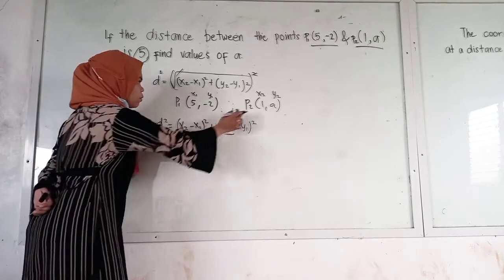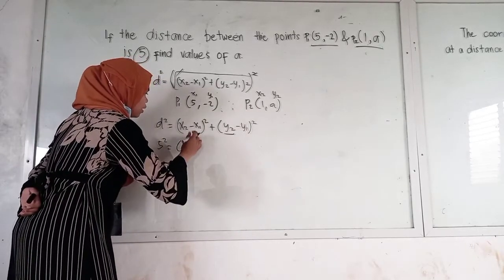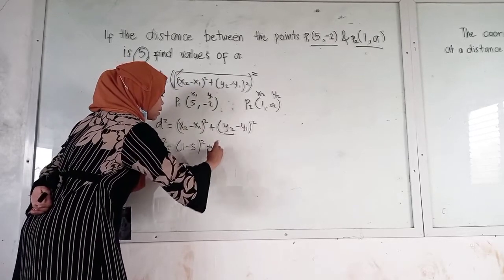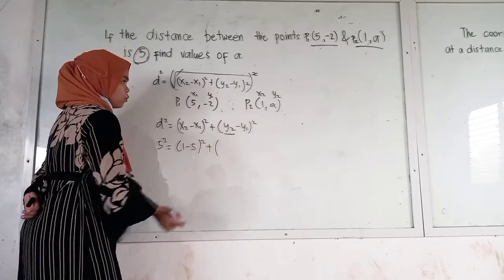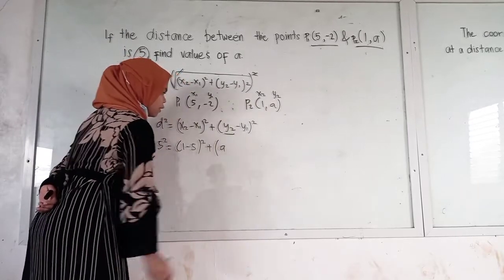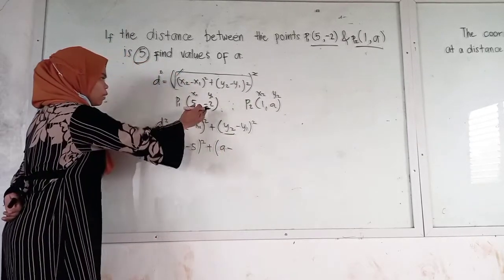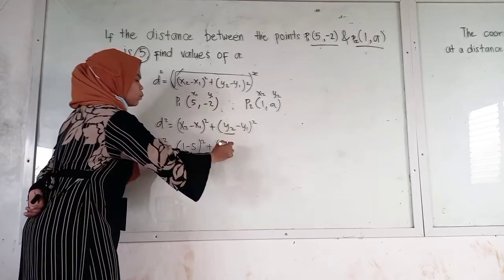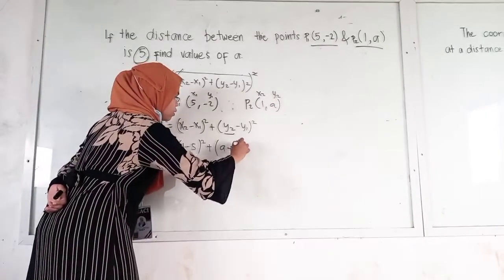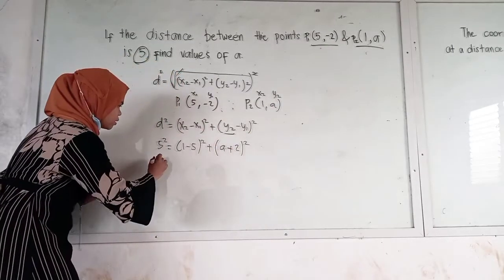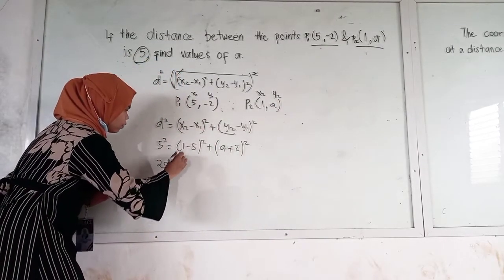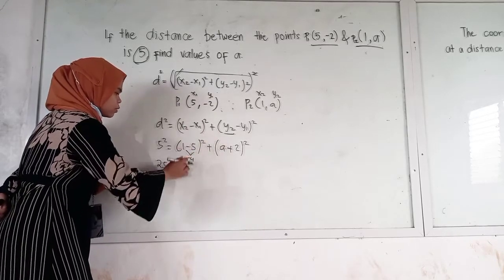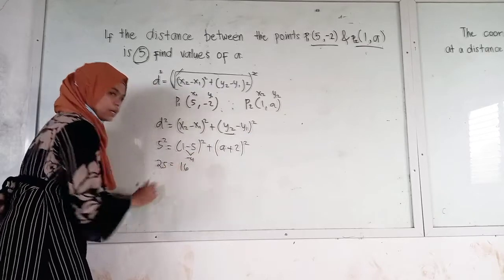What is x sub 2? We have 1. And then x sub 1, we have 5, quantity squared, plus y sub 2. Y sub 2 is the variable A, which is the unknown, minus my y sub 1, which is negative 2. So minus negative 2, that will be plus 2. And then squared. So this is equal to 25. 1 minus 5, this is negative 4, right? So negative 4 quantity squared, that will be positive 16.